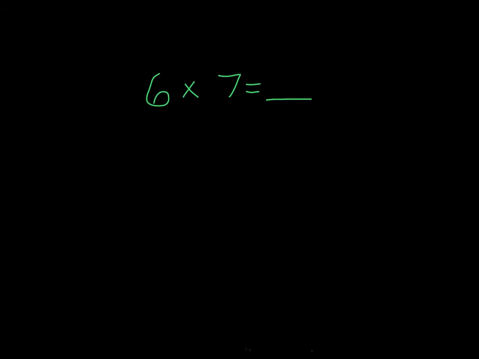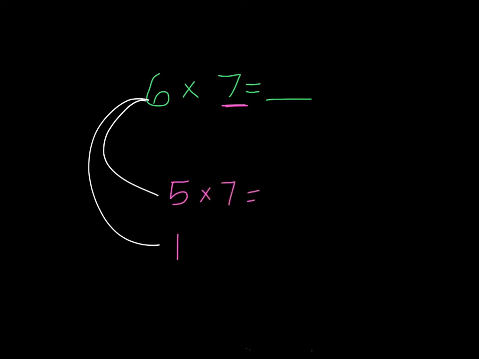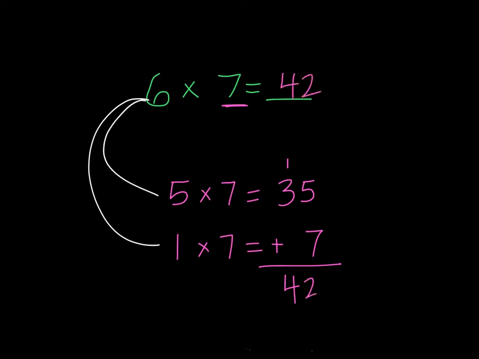So if I am doing the problem 6 times 7, in this case, 6 is the boss, so 7 is the factor I'm multiplying by. And then I'm going to think of this 6 as being broken down into 5 and 1. So we know that 5 times 7 is 35, and 1 times 7 is just 7. When we add those together, we get 42. So 6 times 7 is 42.